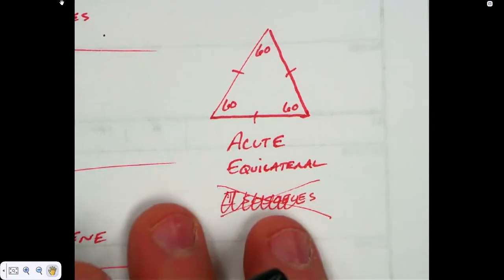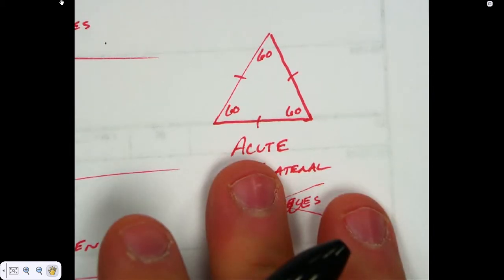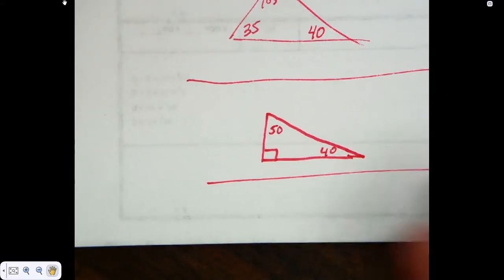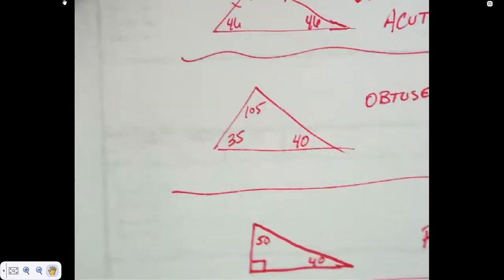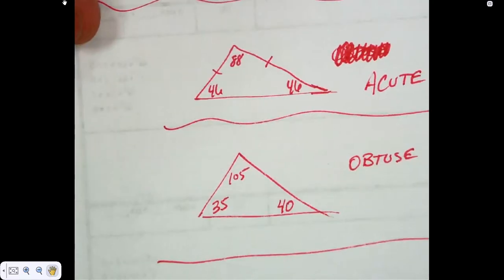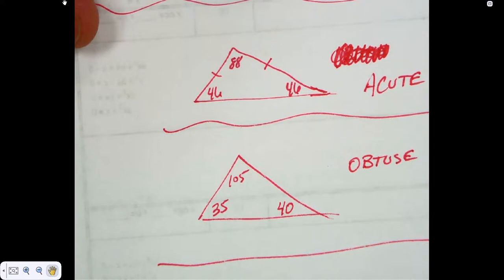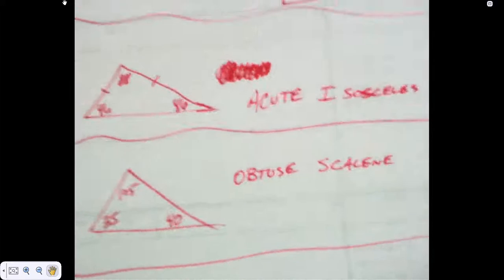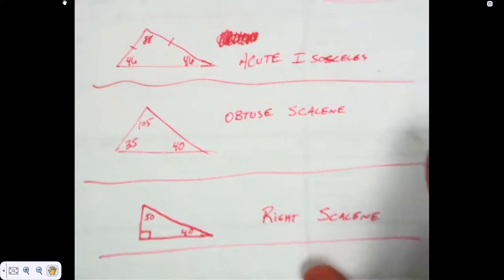Can anybody tell me what all the angles in every one of the triangles I drew have in common? They're all triangles. Okay. Sure. Okay, look at the angles there. Everybody see the angles? They all have three angles.